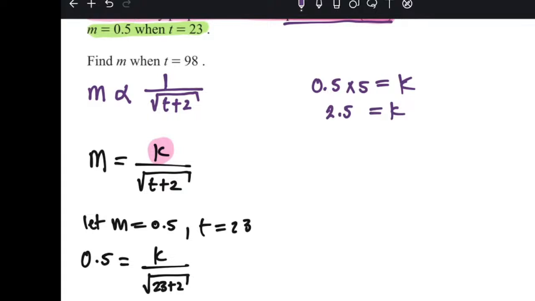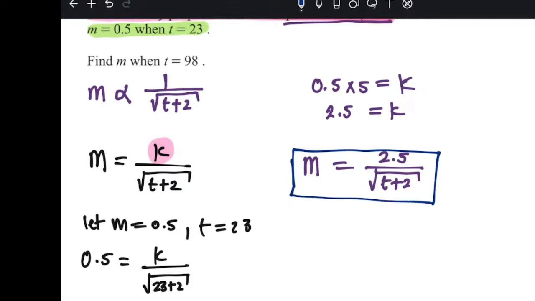Are we done? No. You have removed k. Well done. You come and you remove him here. So you will now say m is equal to, the only thing we need is k, 2.5 divided by the square root of t plus 2. Then now we can answer all questions. We have the weaponry. We have the things we need.